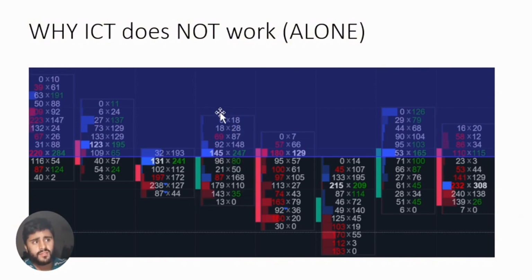Now from here you want to ask yourself what was essentially going on in this candle, right? If we just take a look at the top, we see 0 for 18. What does that mean? That means that there's no aggressive sellers at this price point. There's only aggressive buyers, okay? And then we see the market breaking lower.